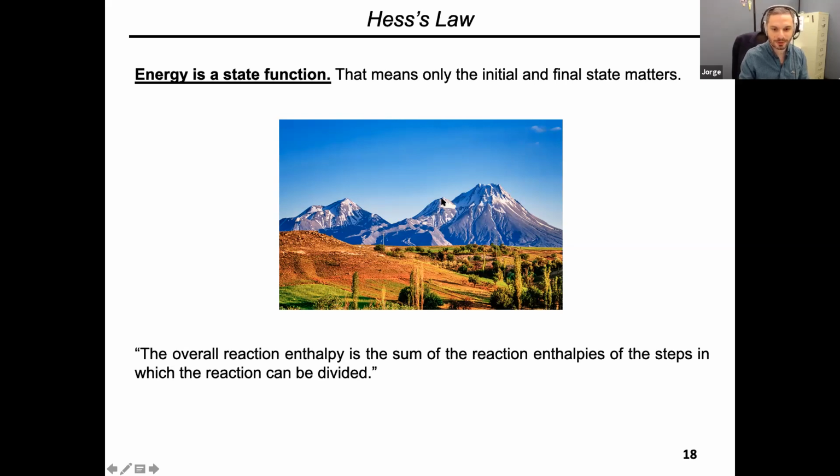So that means the overall reaction enthalpy is the sum of the reaction enthalpies of the steps in which the reaction can be divided. Okay, so with Hess's law, we are going to break down very complex chemical reactions into small steps, and adding up all the small steps, we are going to find the enthalpy of the more complex reaction.